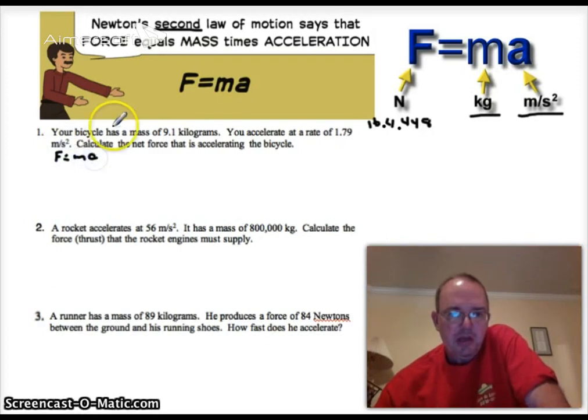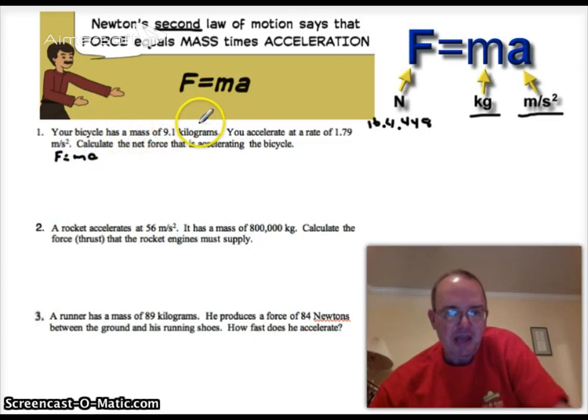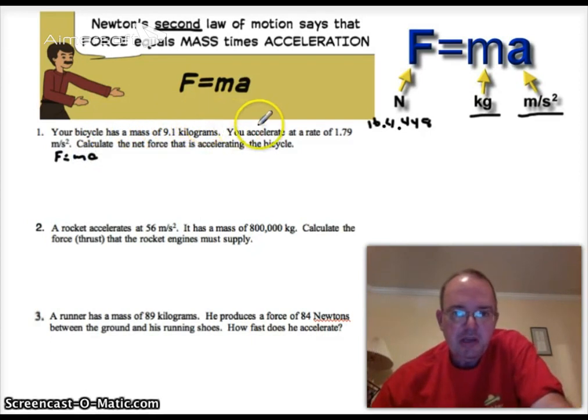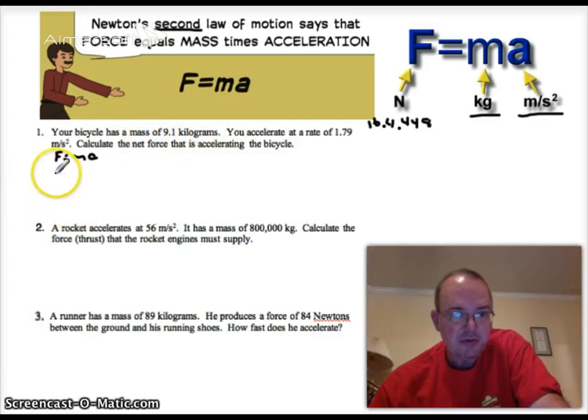ma. Your bicycle has a mass of 9.1 kilograms. You accelerate at a rate of 1.7 meters per second squared. Calculate the net force that is accelerating the bicycle. Sounds like a pretty straightforward one. Force equals mass in kilograms, 9.1, times, looks like 1.79 meters per second squared.